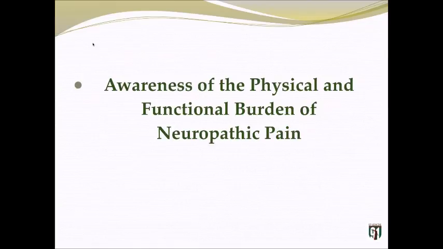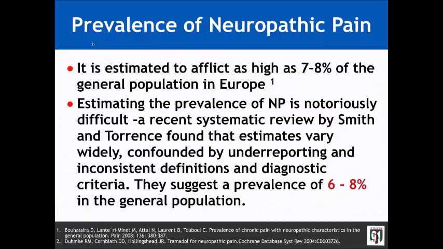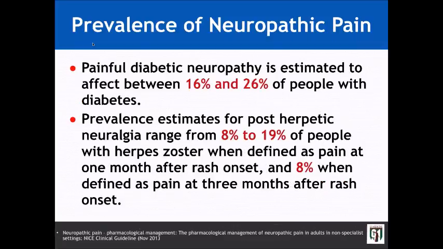It is estimated that as high as about 7 to 8% of the general population in Europe would have neuropathic pain. And in some other studies, they noted that this could actually be about 6 to 8% of the general population. Now, painful diabetic neuropathy is estimated to affect between 16 and 26% of people with diabetes. And the prevalence for post-herpetic neuralgia would range from 8 to 19%, wherein severe pain could be seen with this condition, and at 3 months would be at 8%.